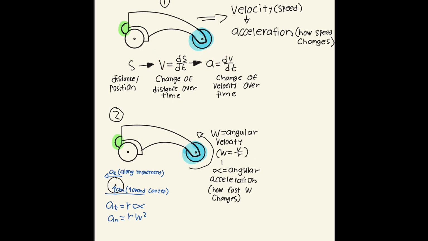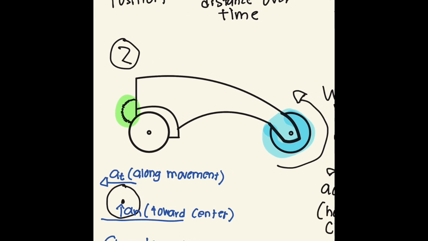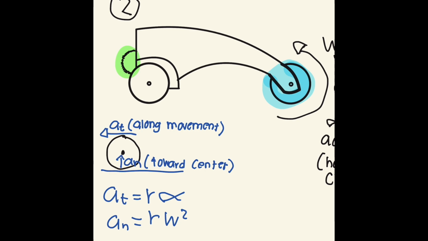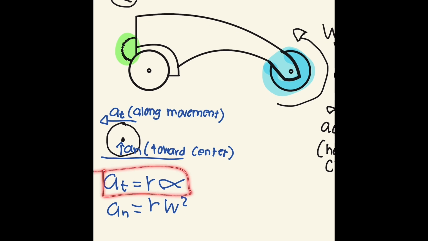Second one, if you look closely at the wheels, they will have an angular velocity, which is how fast the wheel moves. Angular velocity is equal to velocity over radius, and then the angular acceleration is a derivative of angular velocity, so how fast the angular velocity changes. There are two types of acceleration: tangential acceleration, which moves along the movement, and normal acceleration, which is an acceleration that points towards the middle of the radius. These are the formulas for each.